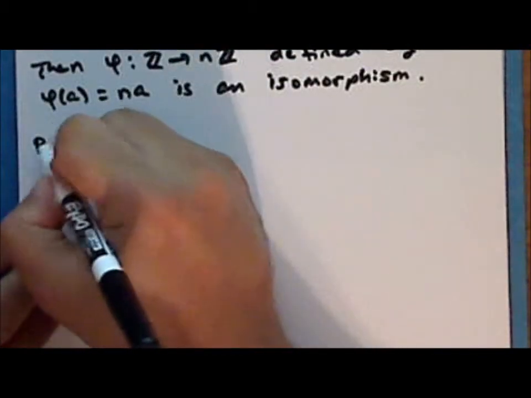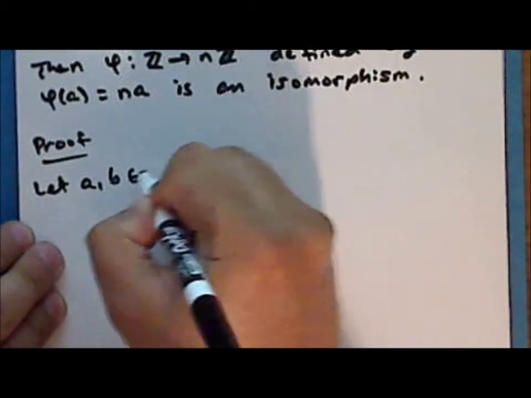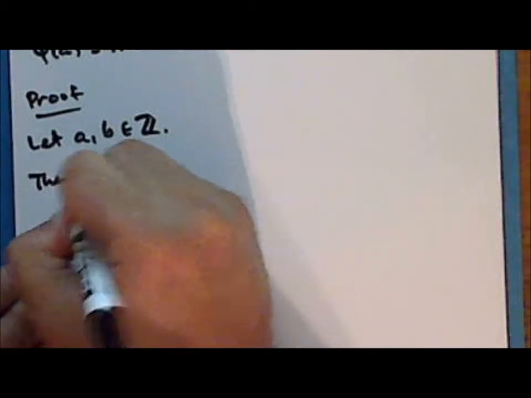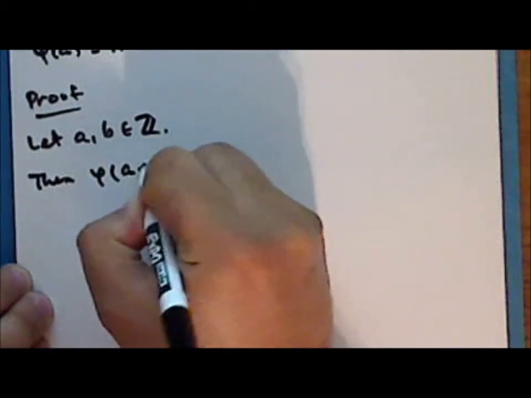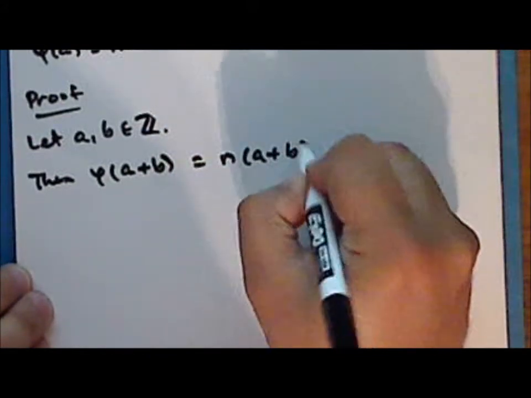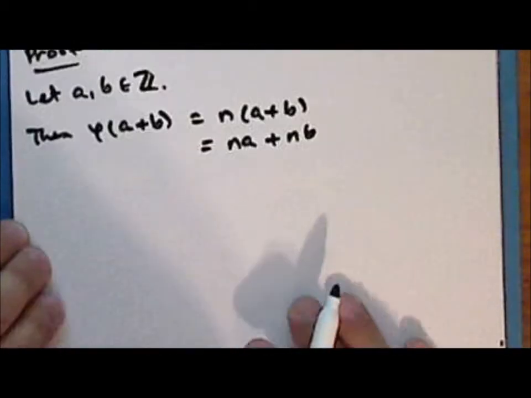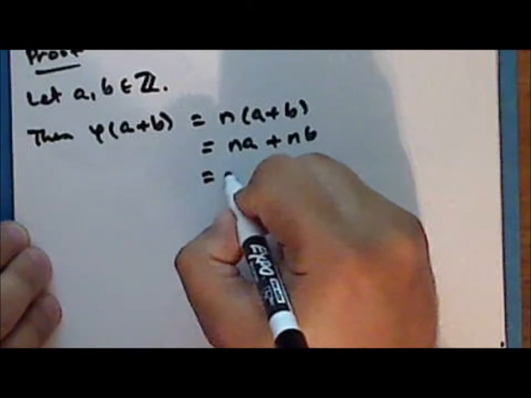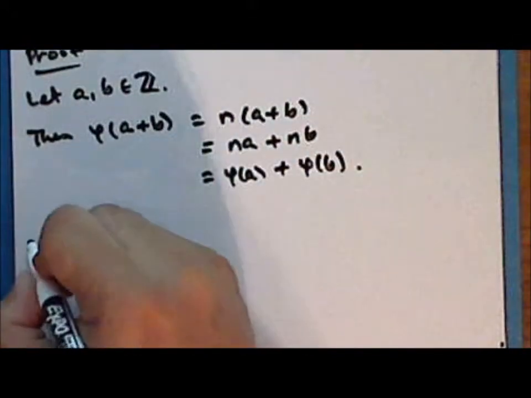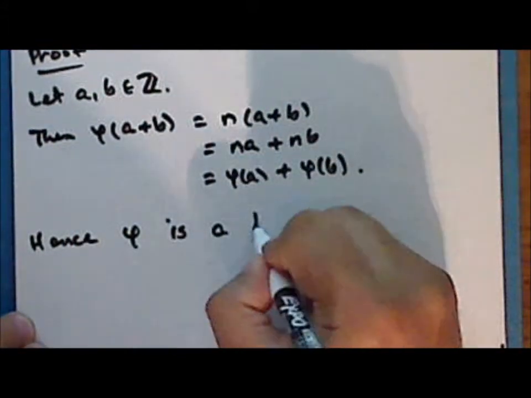So proof, let a and b be two integers. Then phi of a plus b is n times the quantity a plus b, which is n times a plus n times b, which is phi of a plus phi of b, and hence the function phi is a homomorphism.